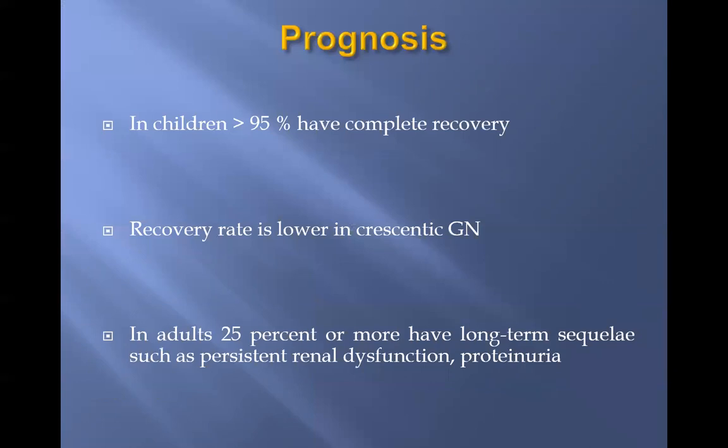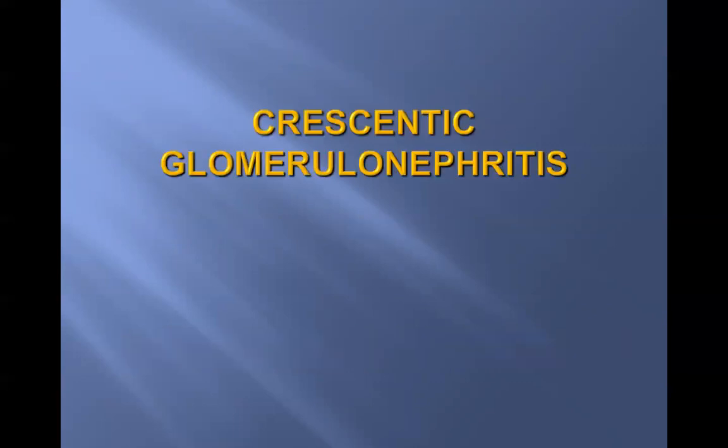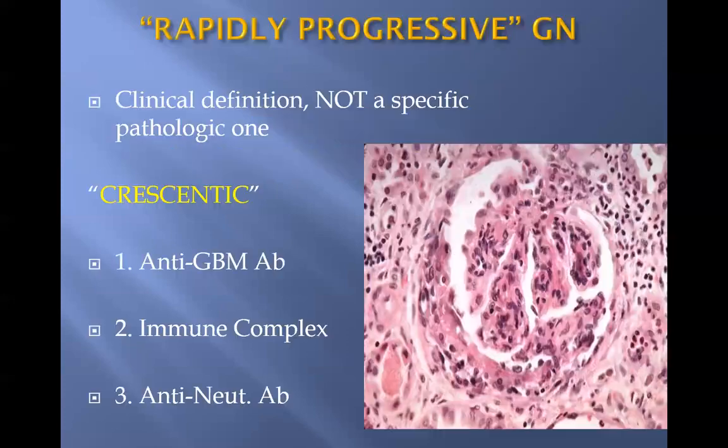Now prognosis: 95% complete recovery. The recovery rate is lower in adults because of deterioration, and in adults, 25% or more have long-term sequelae such as persistent renal dysfunction and crescentic glomerulonephritis. The same patient, as I said, 1% unfortunately will convert into a crescentic one, which has not been given full good treatment or has taken a little longer time. Crescentic glomerulonephritis.